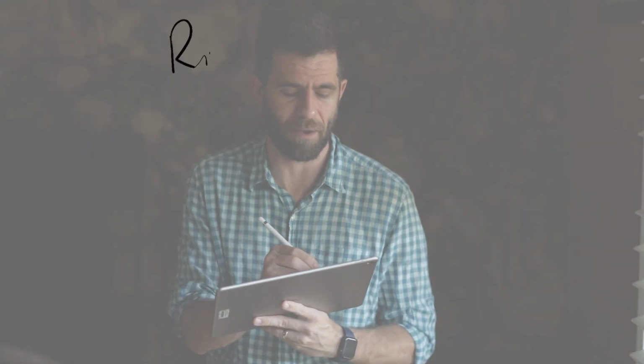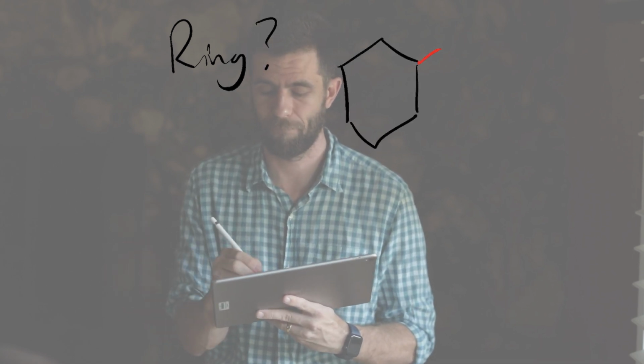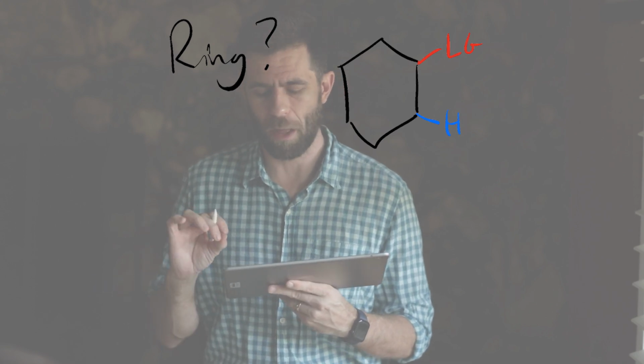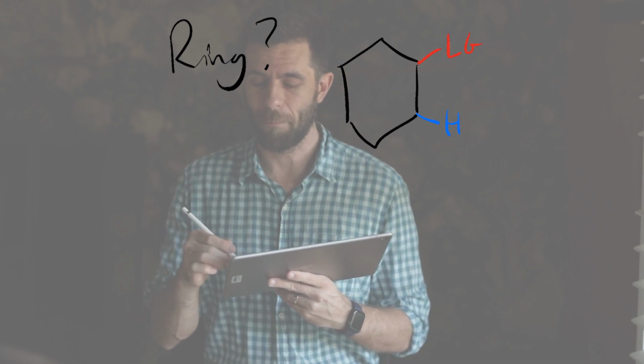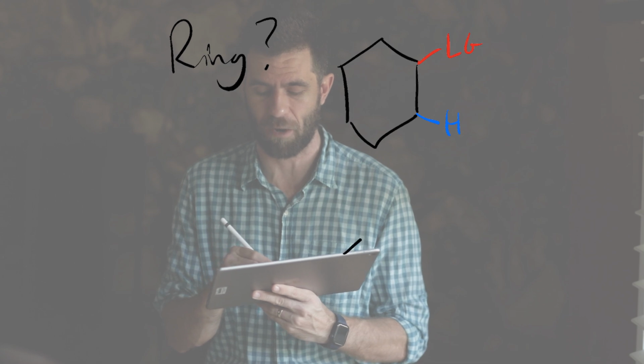Now I want to add one more important flavor to this, and it's actually kind of a complicated one, so bear with me. What if we have a ring that we're eliminating from? So what if we have something more like this? Well, it's interesting because really this is drawn flat, but we all know that really a ring is going to form a chair.